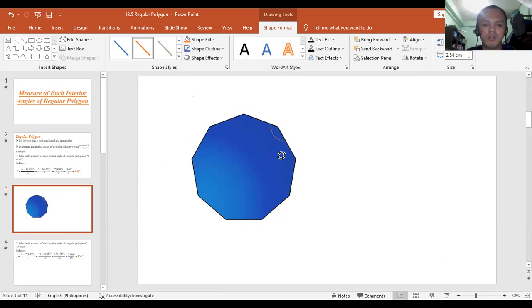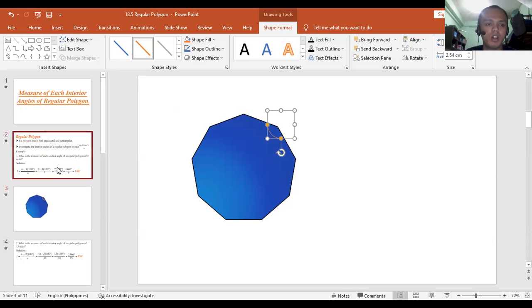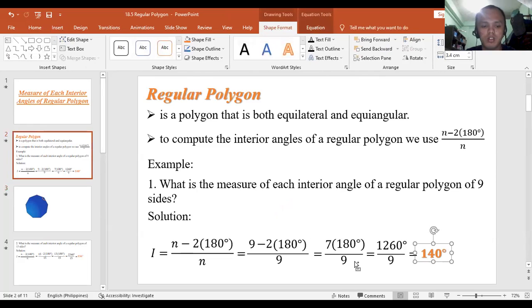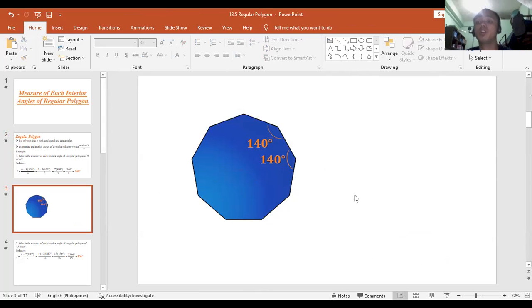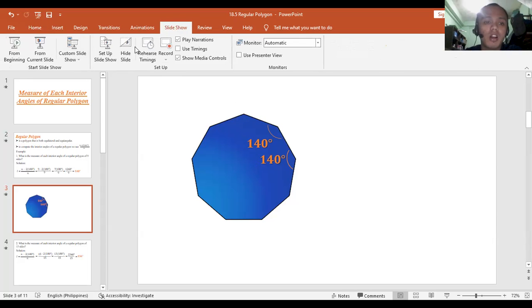This is equal to 140 degrees. The same goes for the one beside it. This is also equal to 140 degrees. The same goes for this, this, this, this, this, this. All angles are equal to 140 degrees. That is what it means, the measure of each interior angle of a regular polygon.